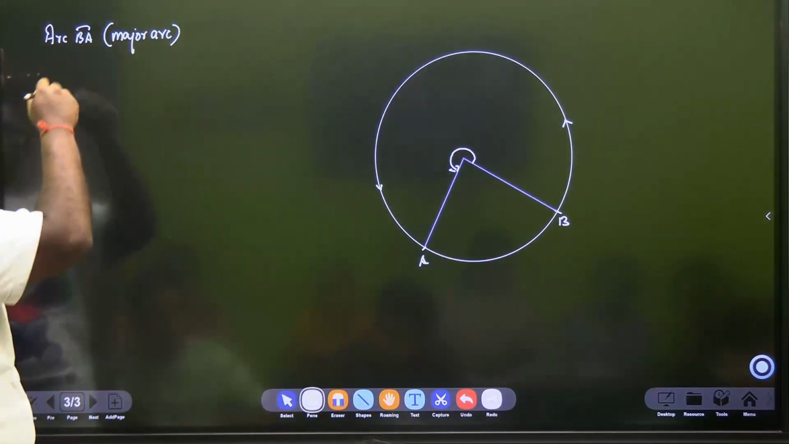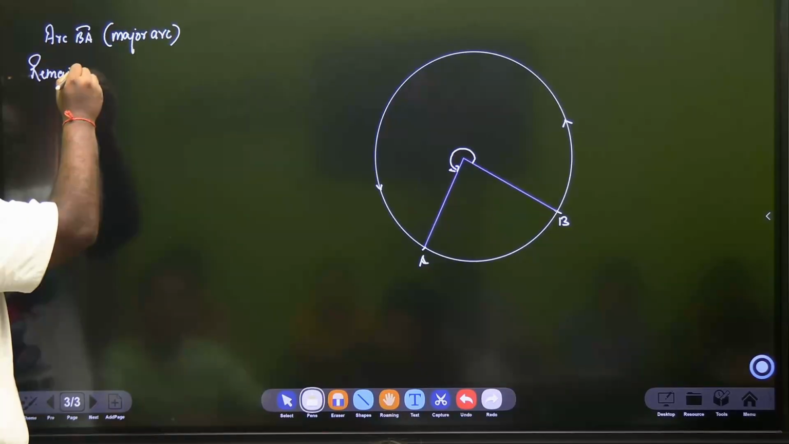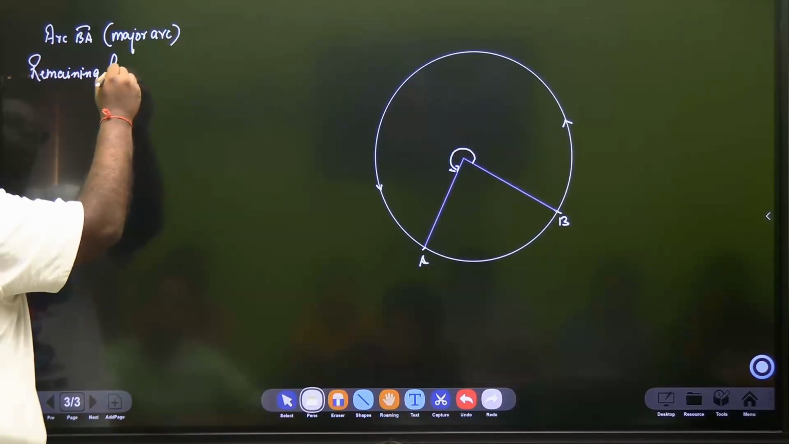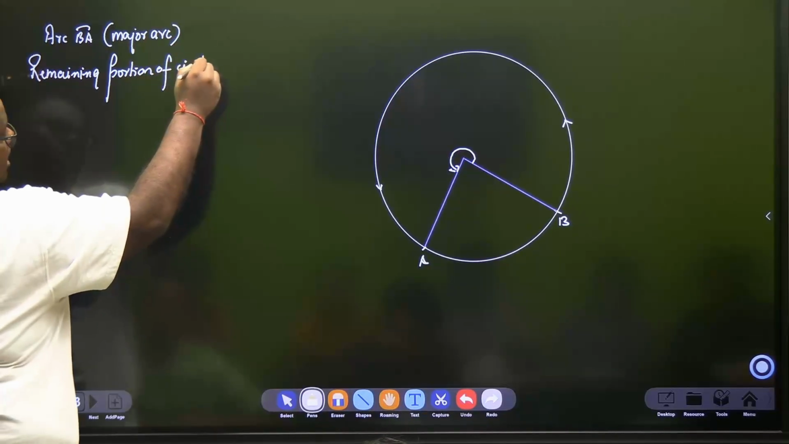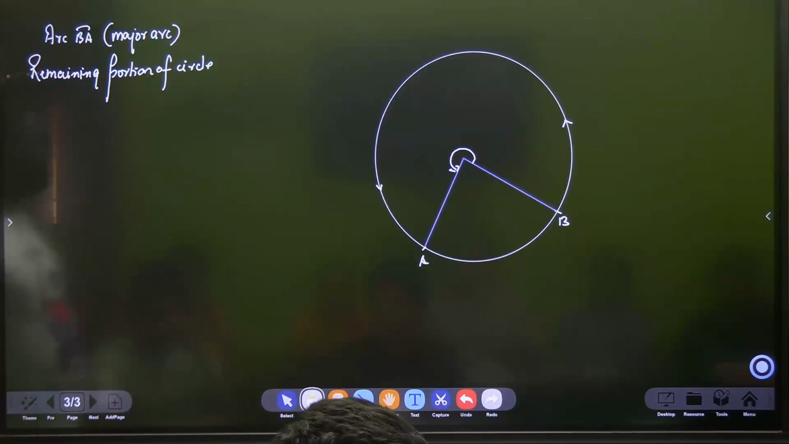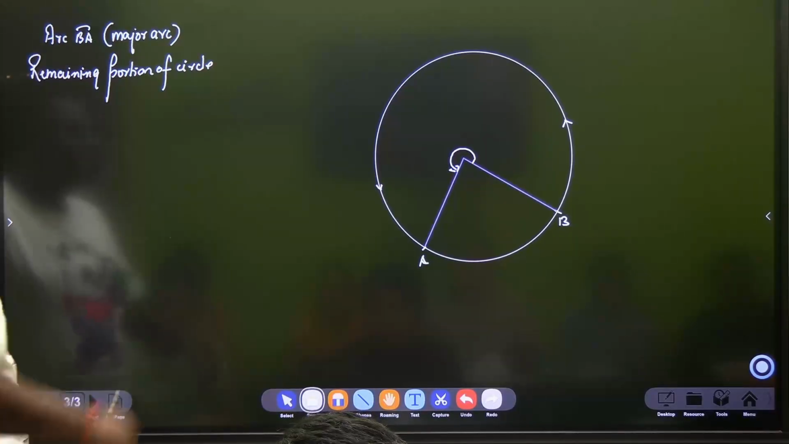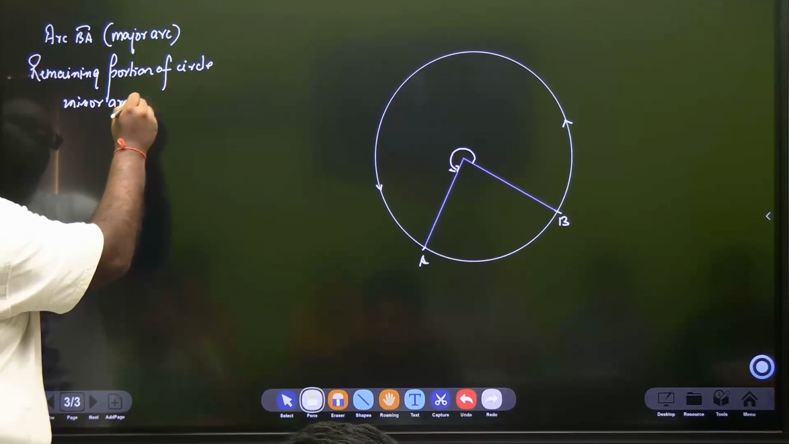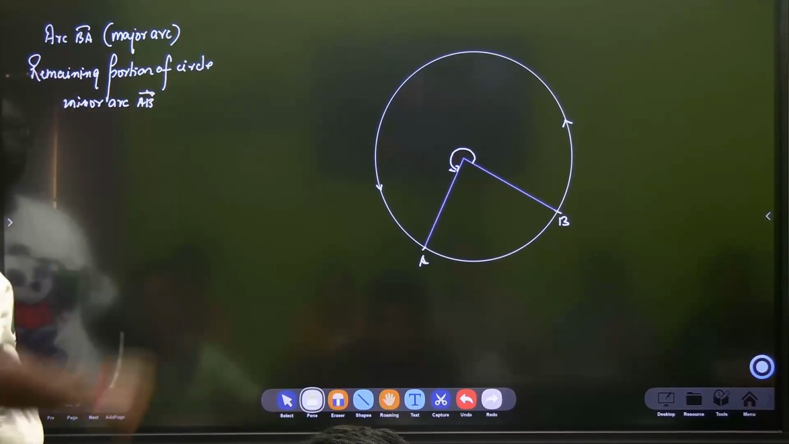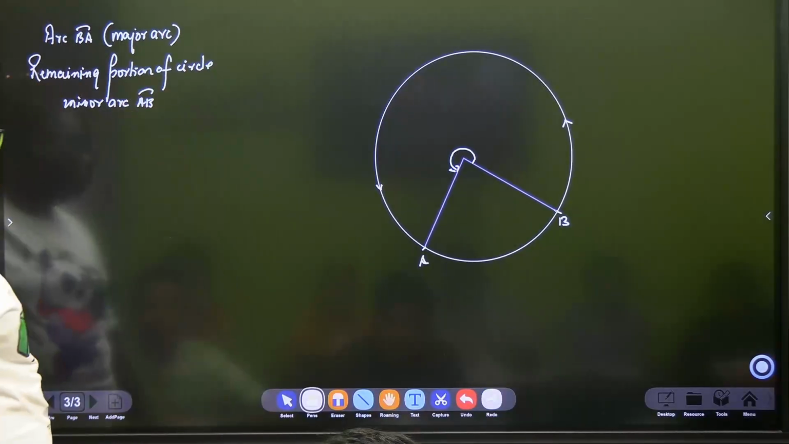Now ask yourself, what is the remaining portion of the circle? Please pay attention and don't be lazy. If BA is my major arc, what is the remaining portion of the circle? AB. Minor arc AB. Do you agree or not? Right? This is the minor arc AB. Now you apply the theorem.